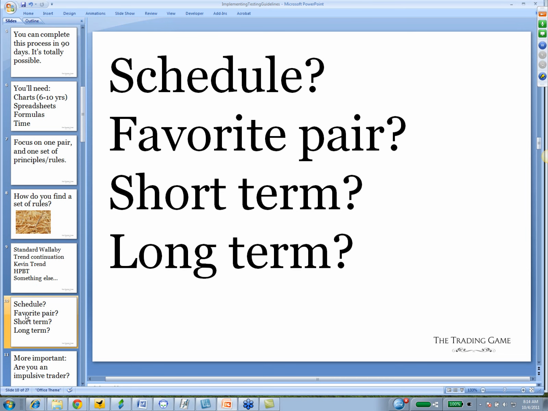Are there certain hours of the day that work for you as a trader and certain hours of the day that don't? Do you have a favorite pair? Are you a short-term trader or a long-term trader? Let me take you through some of this analysis.